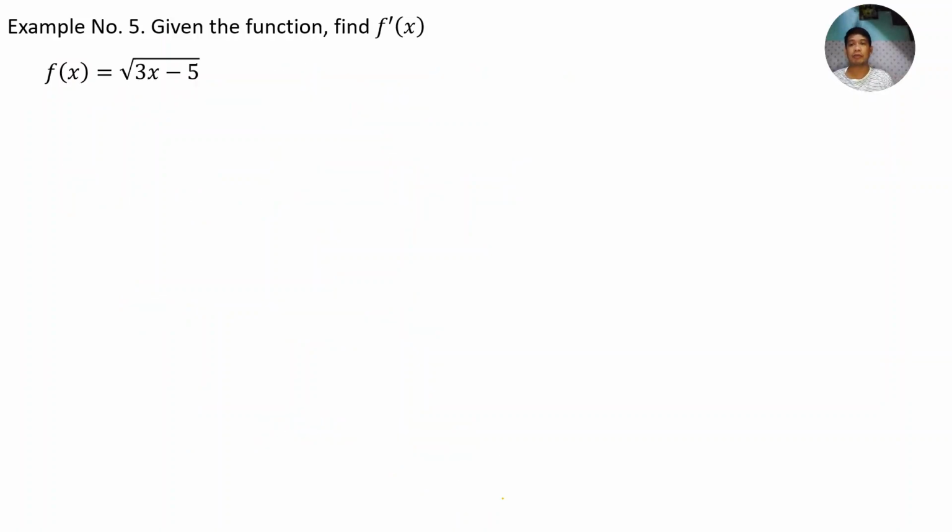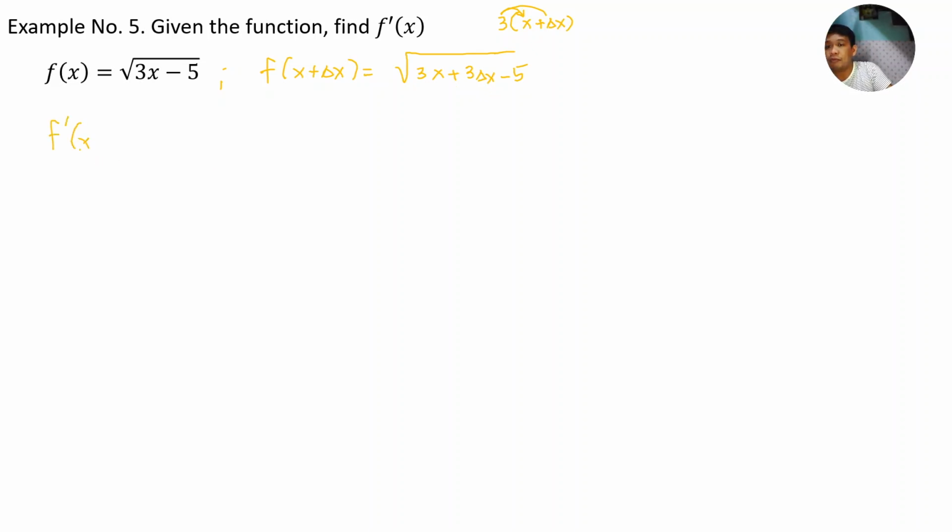Let's consider another example. What if I have square root of 3x minus 5? So again, by definition, f of x plus delta x here is equal to the square root of 3x plus 3 delta x minus 5. So that is when you substitute x plus delta x for x, so that becomes 3 times x plus delta x. And once you distribute, it becomes 3x plus 3 delta x minus 5.